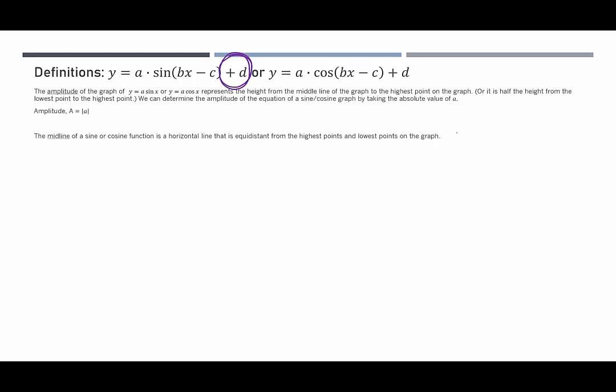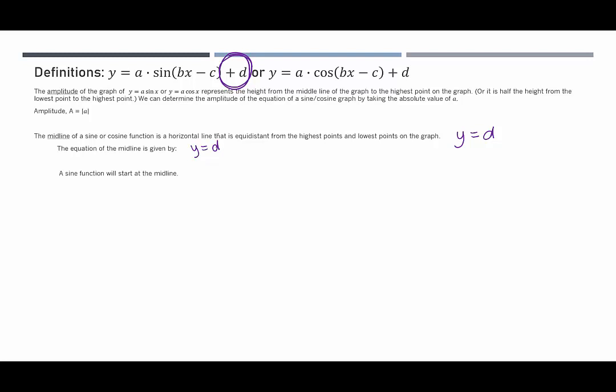To figure out the midline, it would be y is equal to d. We like the midline. That gives us the basis of where the amplitude takes effect. So it starts in the middle, and then from there, the amplitude goes up or down. So the equation of the midline, I'm getting ahead of myself here, is y equals d.